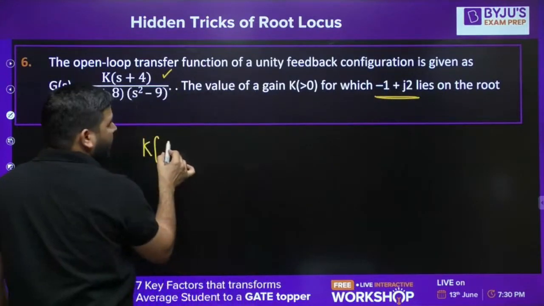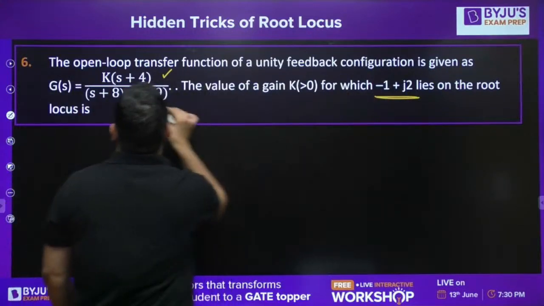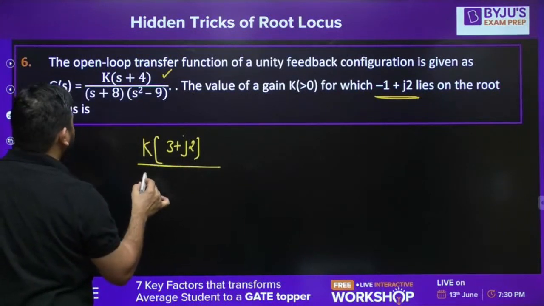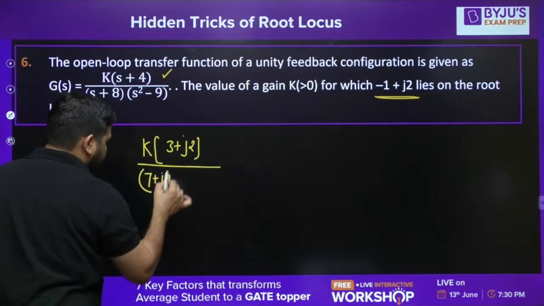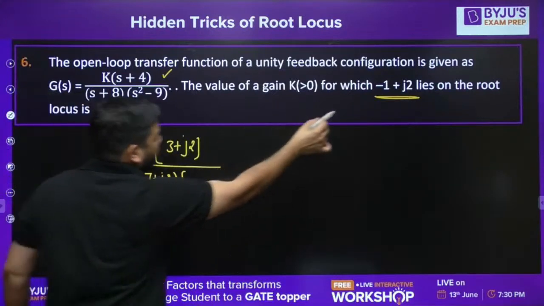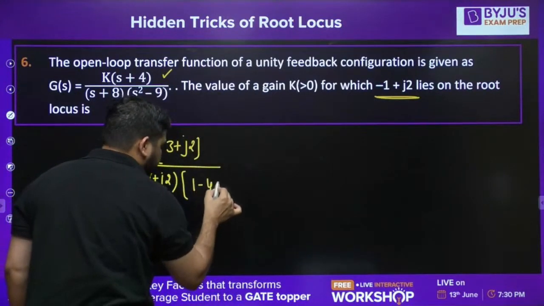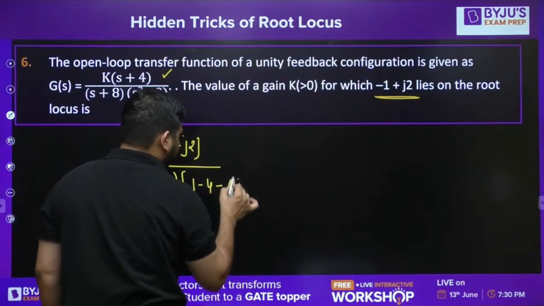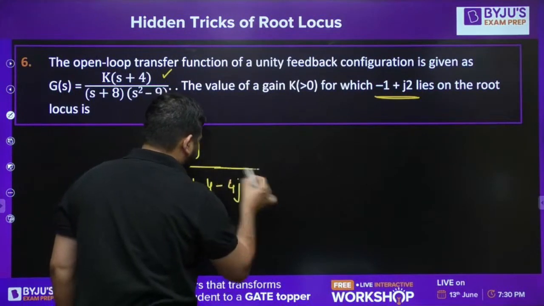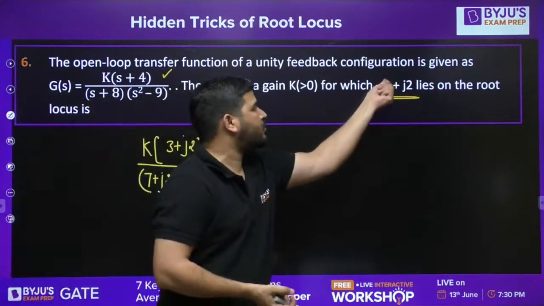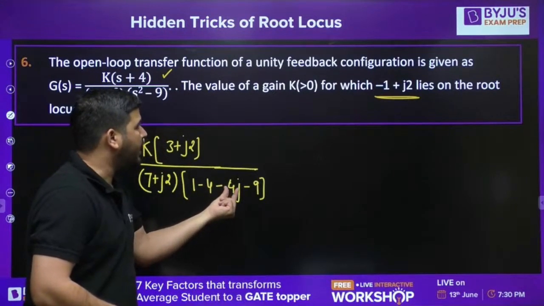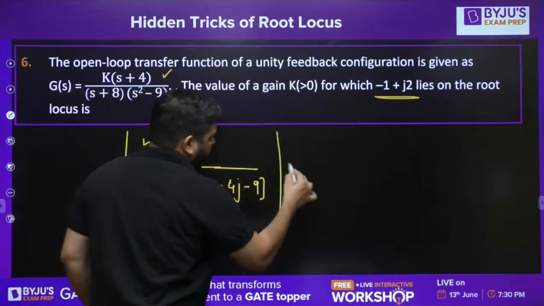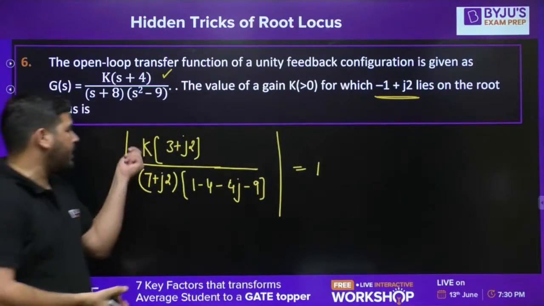If you put this value, then the numerator will become 3 plus j2. And in the denominator, you'll get 7 plus j2, and here it is the square of this quantity. The square of this quantity is 1 minus 4 minus 4j minus 9. I have taken the square of this quantity, a square plus b square minus 2ab, and then minus 9, and put the magnitude equal to 1.